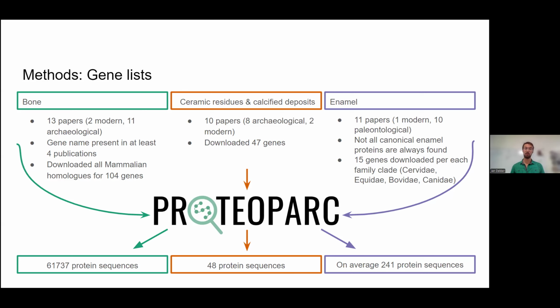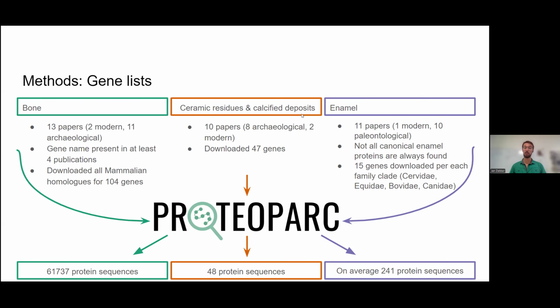So we took all these proteins, extracted their gene names, fed them through ProteoParc and downloaded the mammalian homologs for these 104 genes. Now, for the dietary mixtures, we just downloaded the protein IDs that were actually observed in the paper, whereas for enamel, we didn't download the genes at the level of mammalia, but rather at family level for the particular samples.